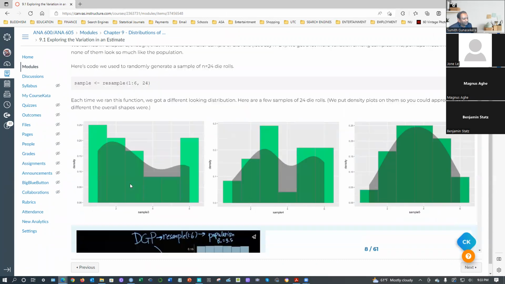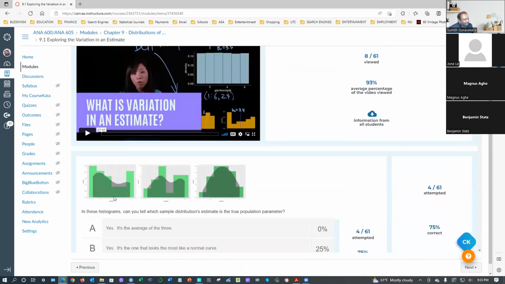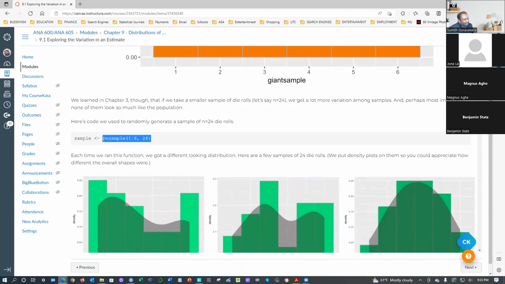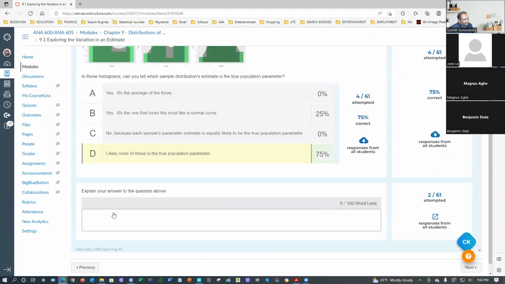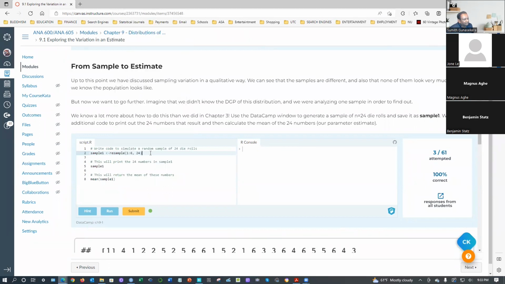Let's see what they have to do here. Write code to simulate a random sample of 24 die rolls. Sample 1 to 6, 24 die rolls. This will print 24 numbers in the sample, very random numbers. Then you find the mean, 3.125. On the first roll, we got 6. Second roll, we got 2, 3, 4, 1.